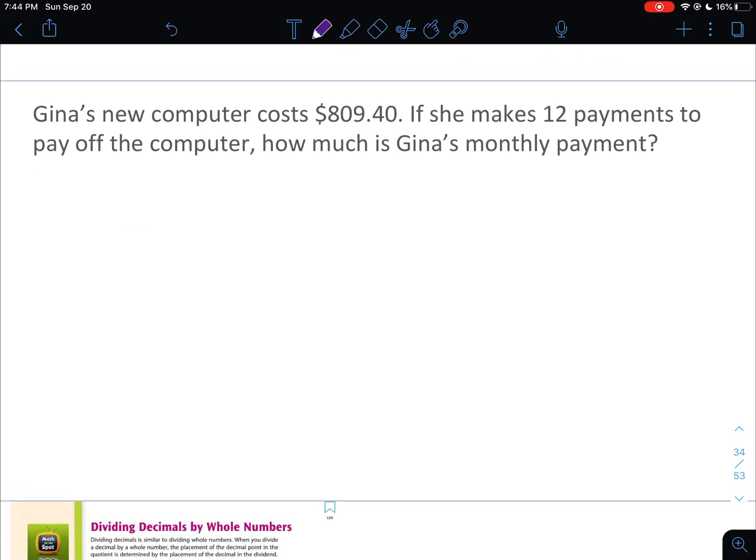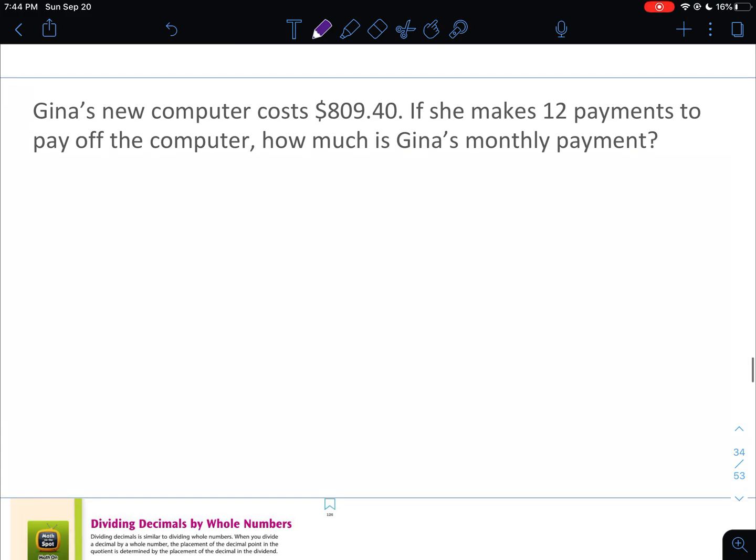Okay, so Gina's new computer costs $809.40. If she makes 12 payments to pay off the computer, how much is Gina's monthly payment? Okay, so we're going to take this total, $809.40, and we're going to split it into 12 equal payments. So we're going to divide it up into 12 groups.